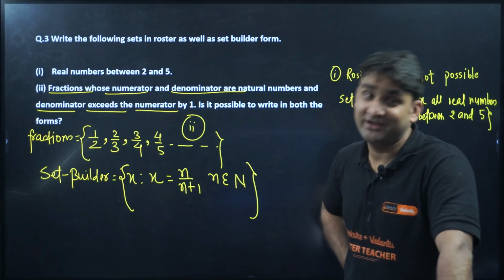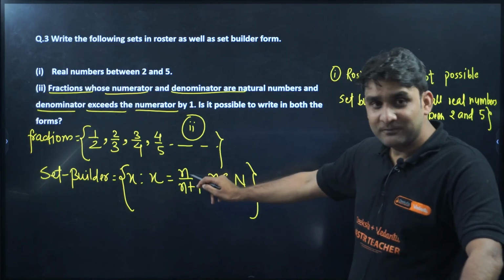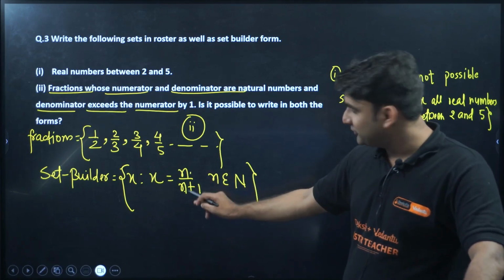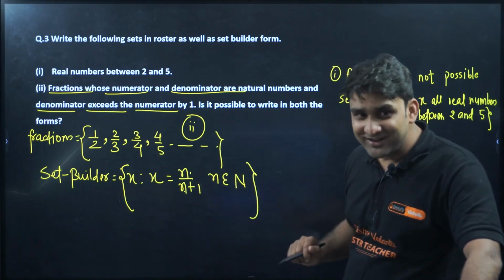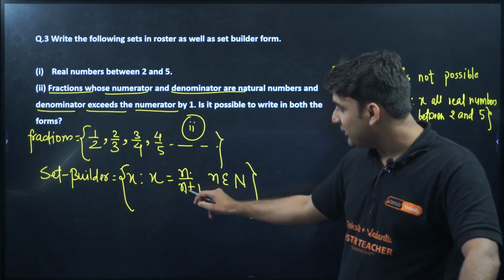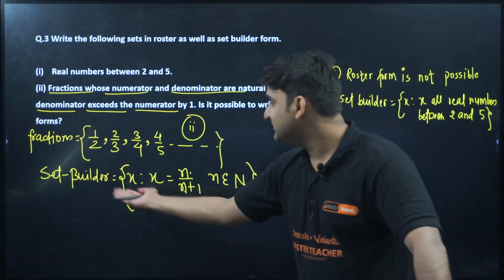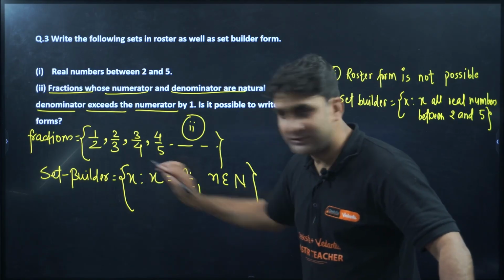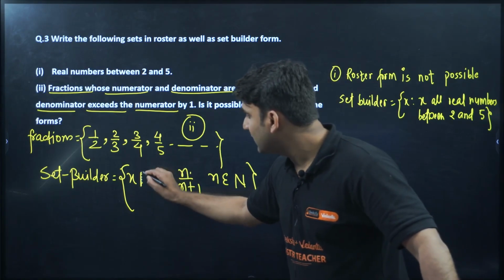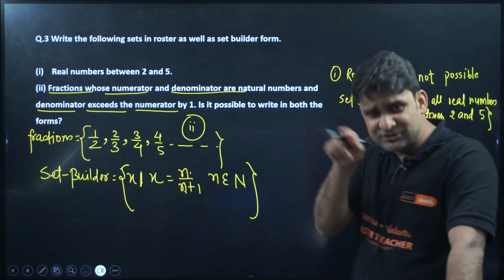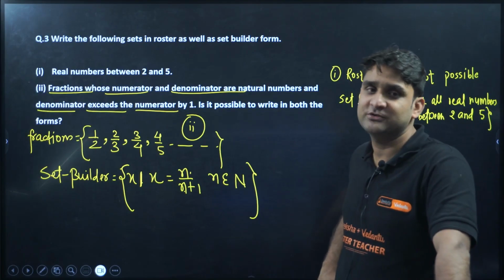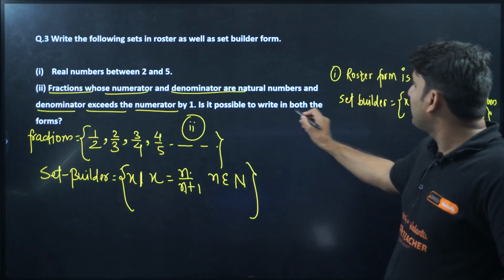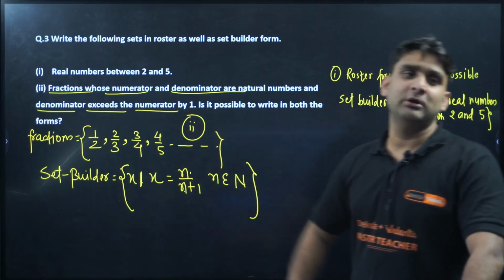It goes to infinity. If you put 1 here, this will be 1 by 1 plus 1, 1 by 2. If you put 2, this will be 2 by 2 plus 1, means 2 by 3. If you put 3, 3 by 3 plus 1, 3 by 4. So this will be the set builder form. For such that, as I already told you, you can use a colon or a vertical line. x such that x is equal to n divided by n plus 1, n belongs to all natural numbers. Is it possible to write in both forms? Yes, it is possible to write in both forms.